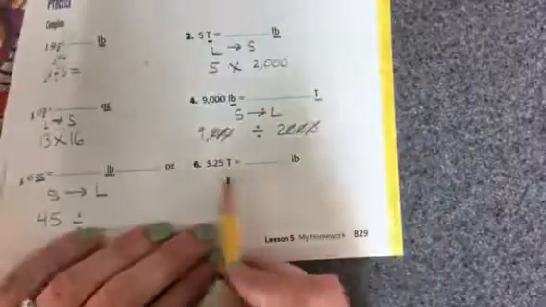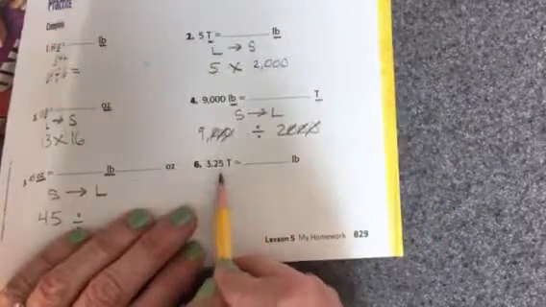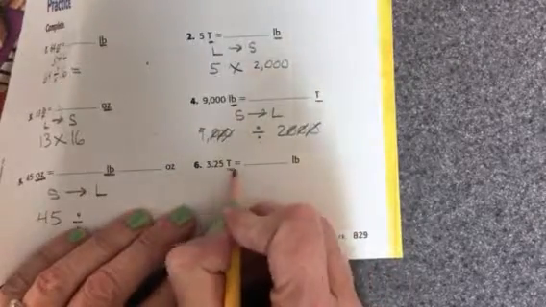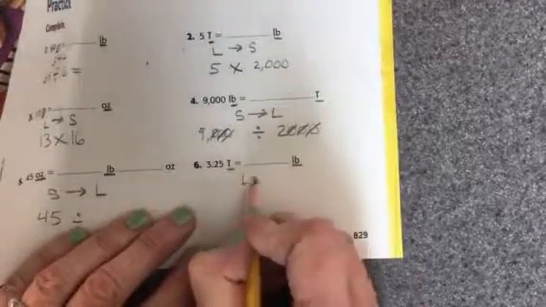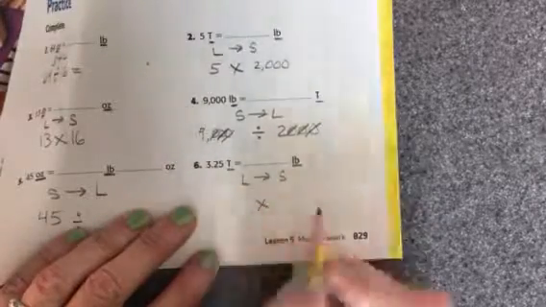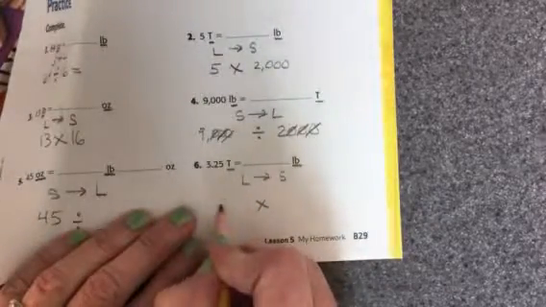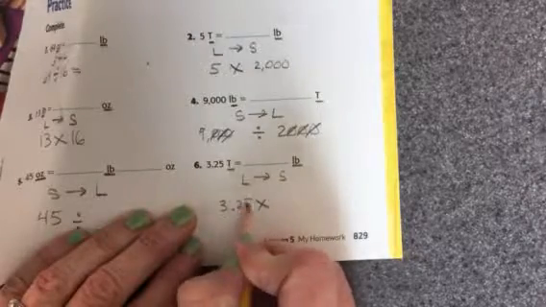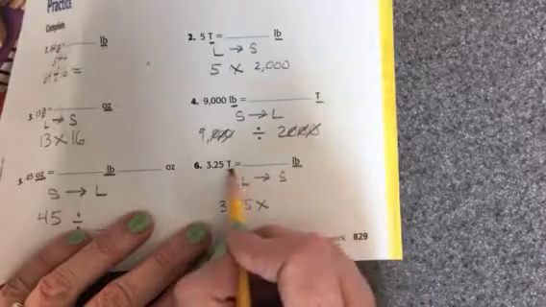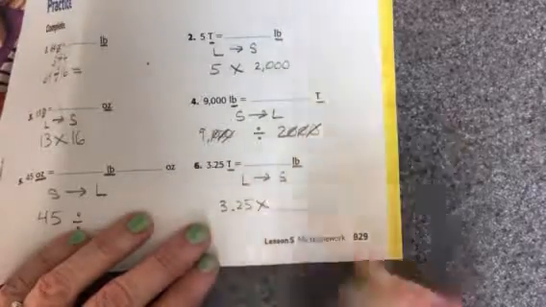Okay, number 6, I have 3 and 25 hundredths of a ton equals how many pounds? I'm going from a larger unit to a smaller unit. When I do larger to a smaller unit, I'm going to multiply. Here I have 3 and 25 hundredths. And I'm going to multiply. I'm going to have to ask myself how many pounds in a ton, and then use that number and multiply.